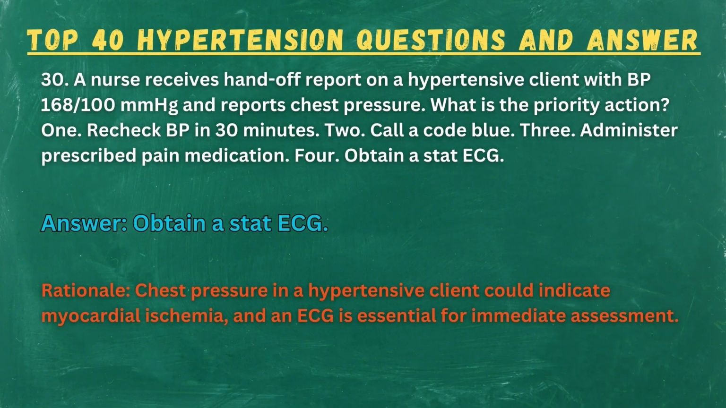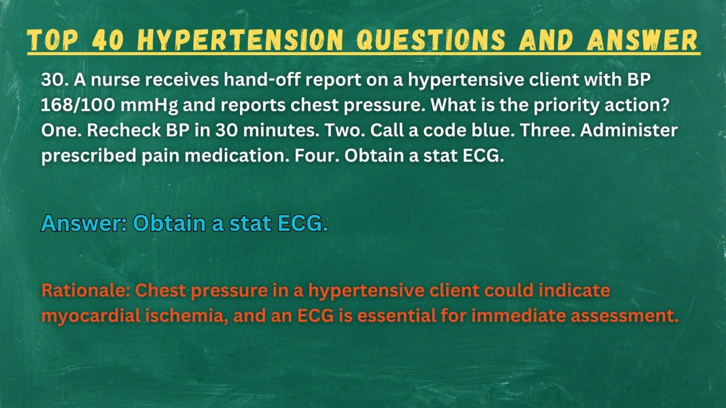30. A nurse receives handoff report on a hypertensive client with BP 168/100 mmHg who reports chest pressure. What is the priority action? 1. Recheck BP in 30 minutes. 2. Call a code blue. 3. Administer prescribed pain medication. 4. Obtain a stat ECG.